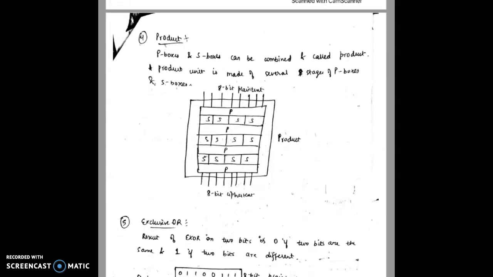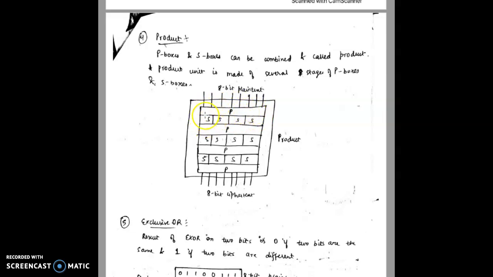Let us discuss the last method today, product. What is product? P boxes and S boxes can be combined and that is called a product. It is done in several stages. Here in the diagram it is very clear. If 8 bits of plain text and 8 bits of ciphertext, this is a product box. First you have placed the P box, that is a permutation box. These 8 bits will be permuted.